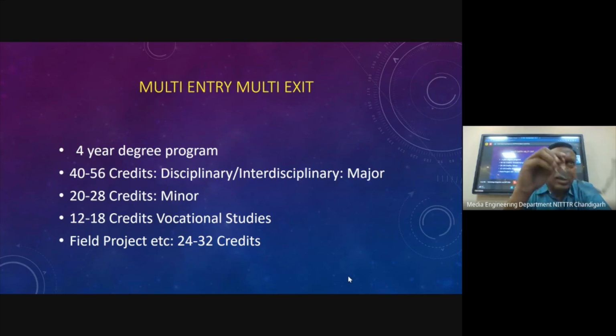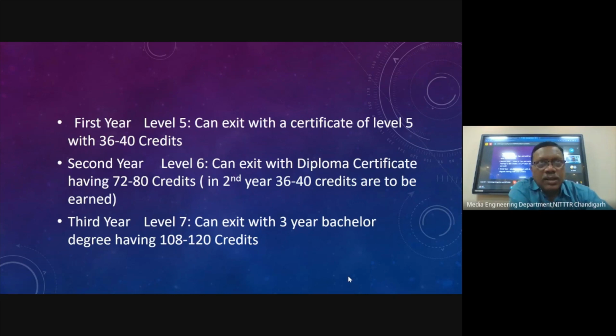So that is the way the credit distributions are there for multi-entry, multi-exit, because as you know, both formal and informal educations are now to be integrated. So that is the way they are looking at this. They have created levels. The starting level in higher education is level 5.